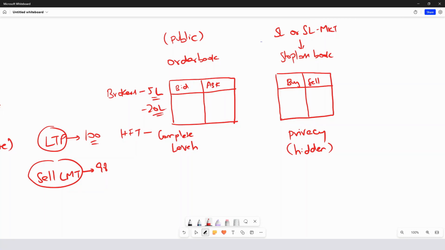But nobody else will see anybody else's stop loss. Even institutions, even HFT players. All right, that is a real truth here.